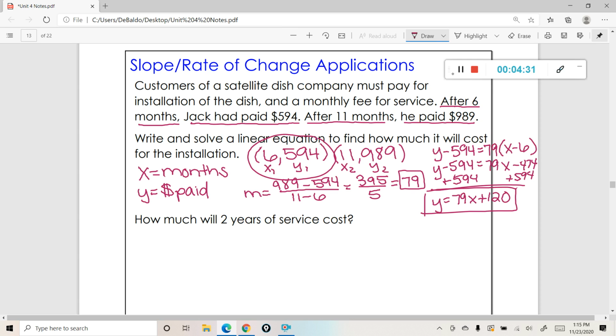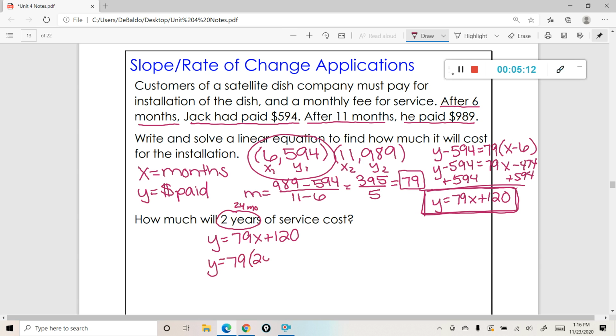Okay, so now that we have our linear equation, it says write and solve a linear equation to find how much it will cost for the installation. Well, this is how much it's going to cost for the installation here. And let's talk about how much 2 years of service will cost. Remember, X represents months, right? So we're going to take our equation and substitute 2 years into our equation. Doesn't 2 years represent 24 months? So let's substitute that in.